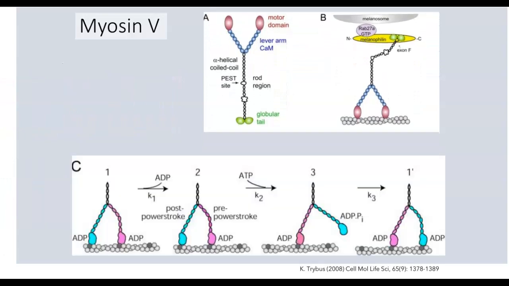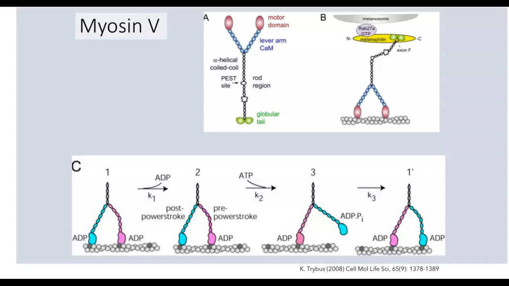Now I want to zoom in and look at how the myosin heads are interacting with the actin filaments. That's what we're seeing in the bottom. Myosin 5 is one of those myosins that's a dimer. There are two globular heads. Here they're shown in different colors, the turquoise and pink. They're identical, but that's just to help us keep track of them.